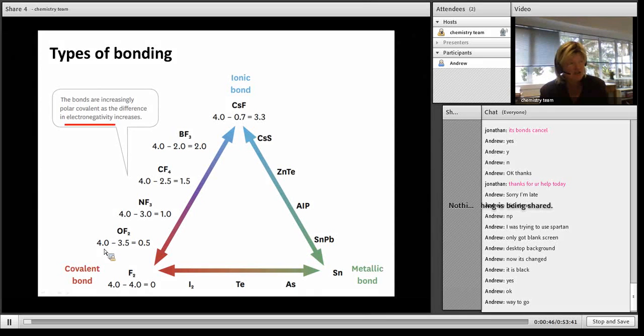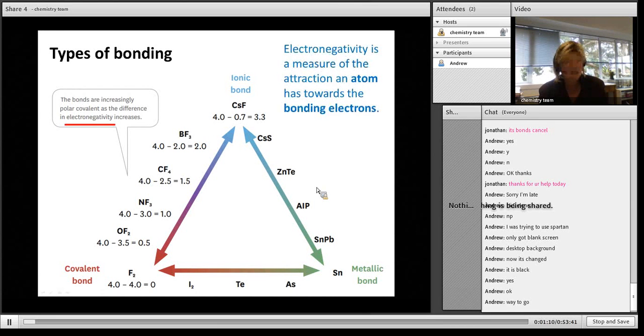Okay, and of course, why you need the electronegativity is when you've got two atoms bonded to each other. So here's oxygen and fluorine. The fluorine is the more electronegative, and so there's going to be a difference in electronegativity. And as we go across the periodic table towards the left, so from oxygen to boron, you can see the difference is getting bigger and bigger until it is ionic. So that's why you need to know about electronegativity.